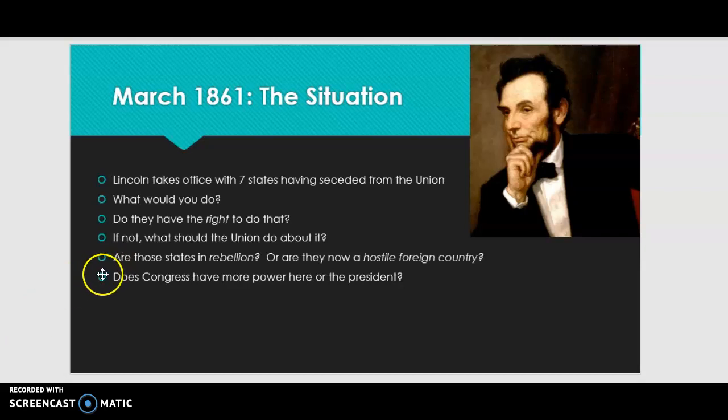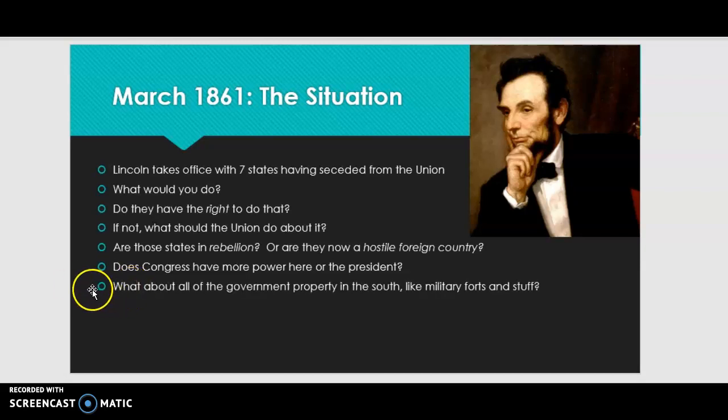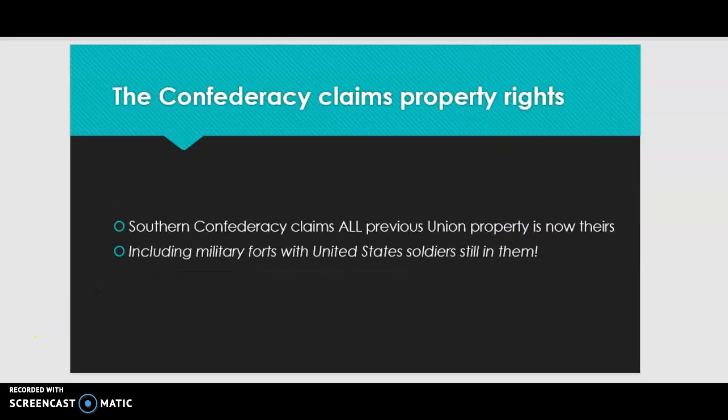He's thought about, does Congress have more power here or the president? How are we going to handle this situation? Very complex indeed. And what about all of the government property in the South, like military forts and stuff? So are those still the United States's, or who's in control of those? That was a tough situation, which we're going to talk about here in a moment.